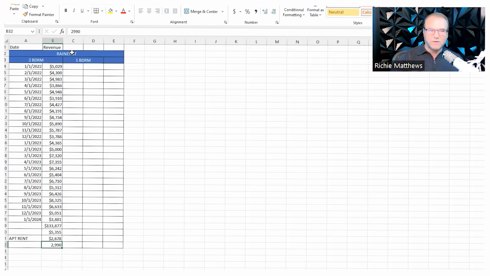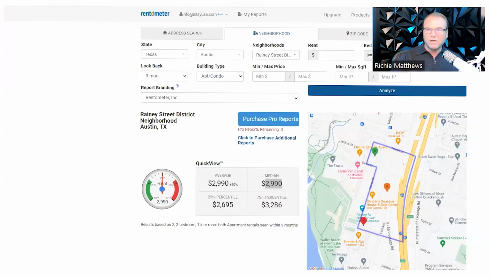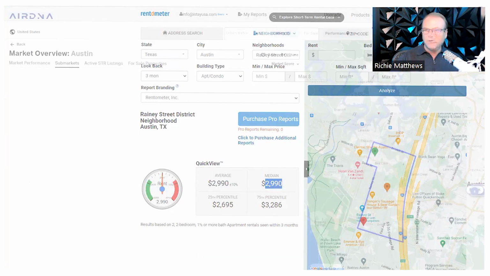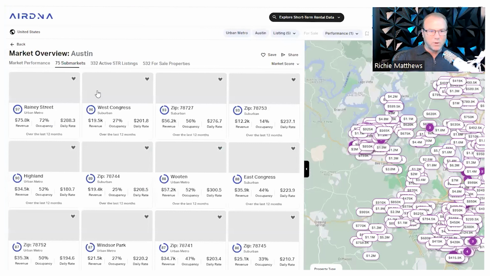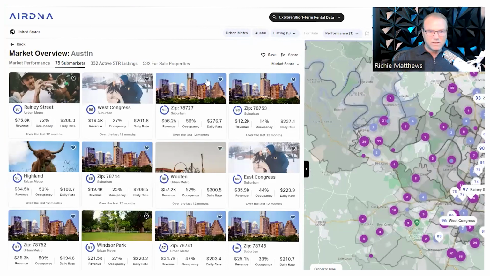I would go through the city of Austin, all those downtown markets, whatever AirDNA is telling me the greatest markets are. Let's go back and look at that again. And now I would go on here, look at these submarkets, and I would go to West Congress. I go to 78727. I'd go to all three of these.